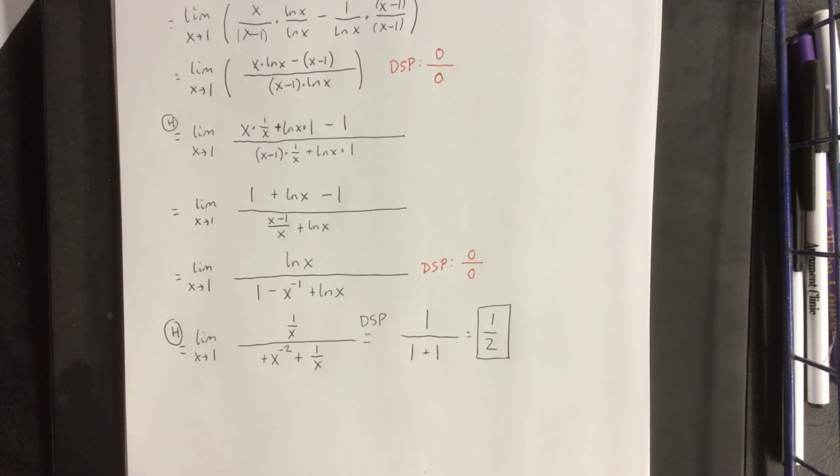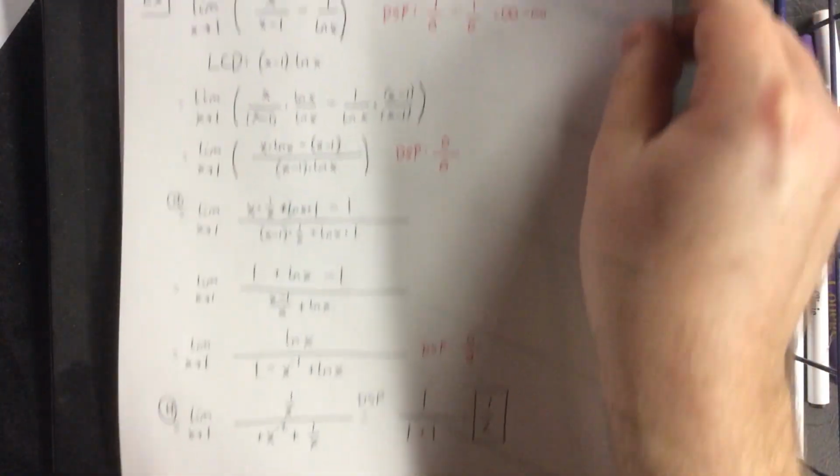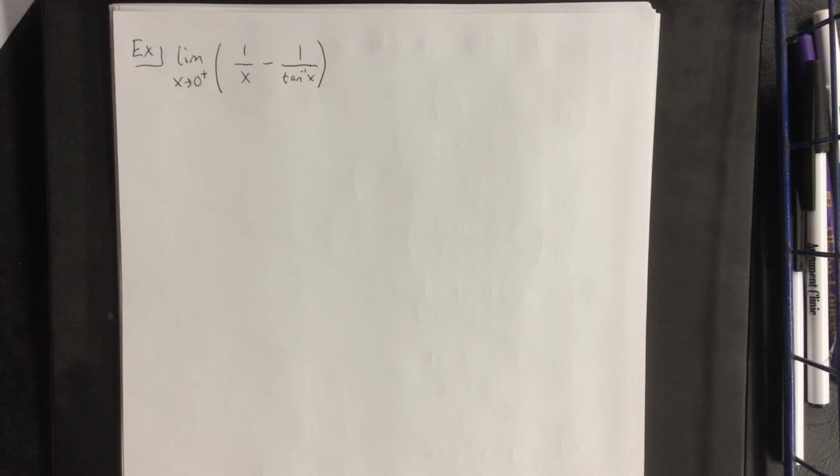So, a little bit longer process than the ones that we've seen so far, but that's okay. Let's try out one more example. The other example that I have for you is limit as x approaches 0 from the right-hand side of 1 over x minus 1 over the arctangent of x.